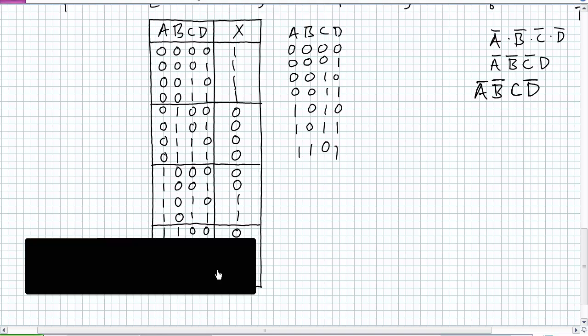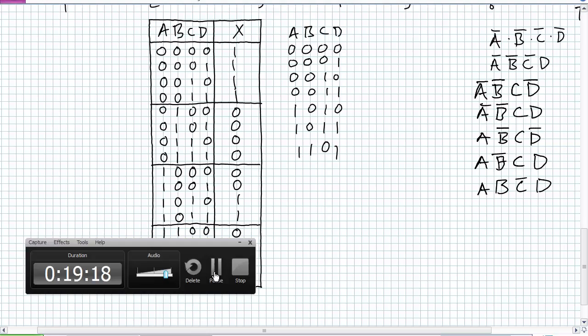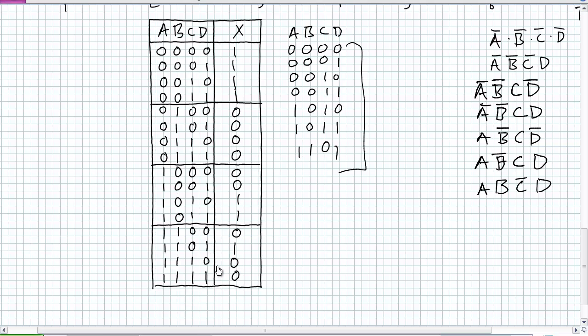What you should have looks like this. Not A, not B, C, D. A, not B, C, not D. Second to last one is A, not B, C, D. Finally, the last one is A, B, not C, D. Let's check my work. Looking good. I've got 7 combinations that will give me a 1.